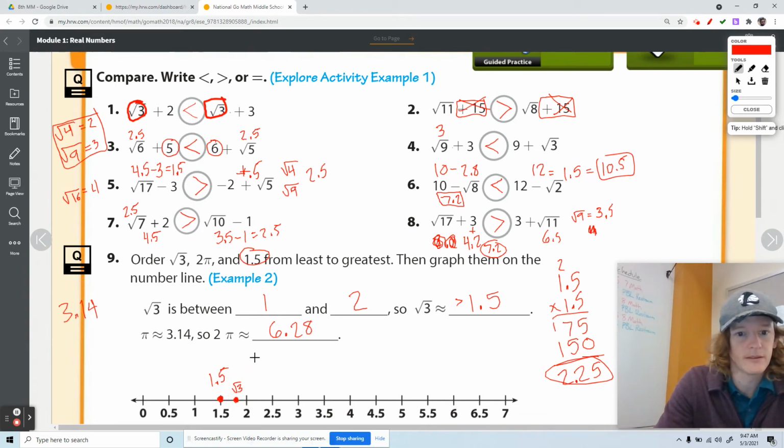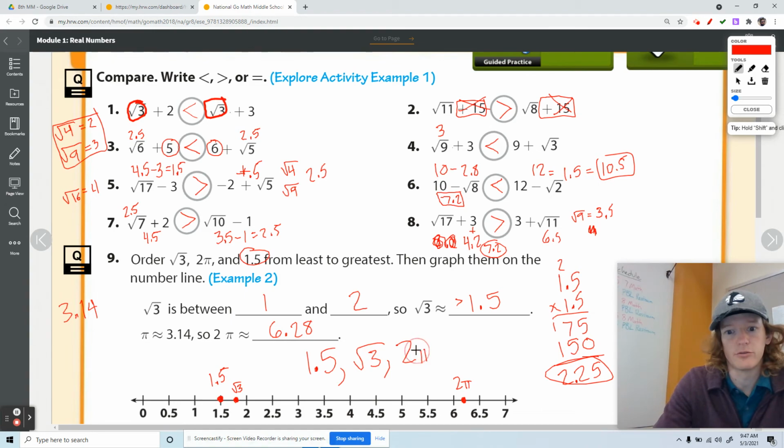We'll have a number a little bit greater than 1.5, which is the square root of 3. And then we'll have our 6.28 way out here. This is our 2 pi. So least to greatest is 1.5, square root of 3, 2 pi.